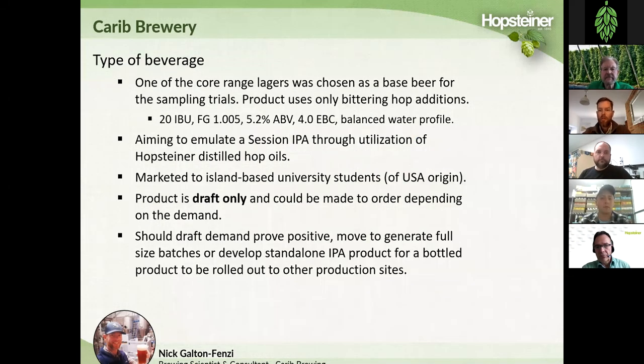So we chose one of the core range out of the five lagers, and there are the specifications on that. Just like I think Randy said that he had used American lagers to test, we were running essentially an American lager for the Carib to create this IPA.